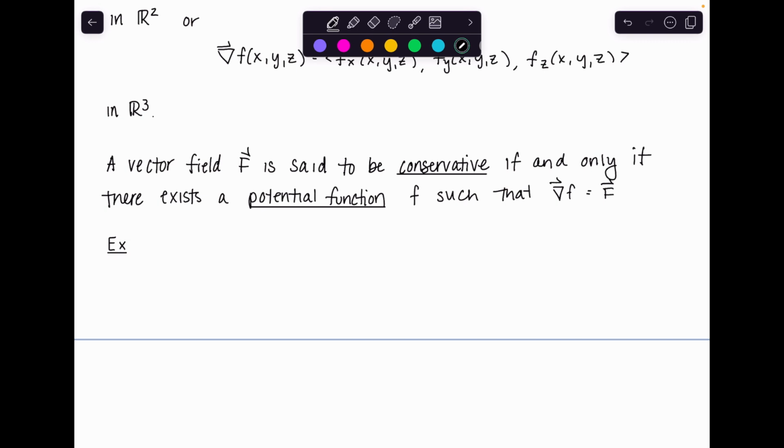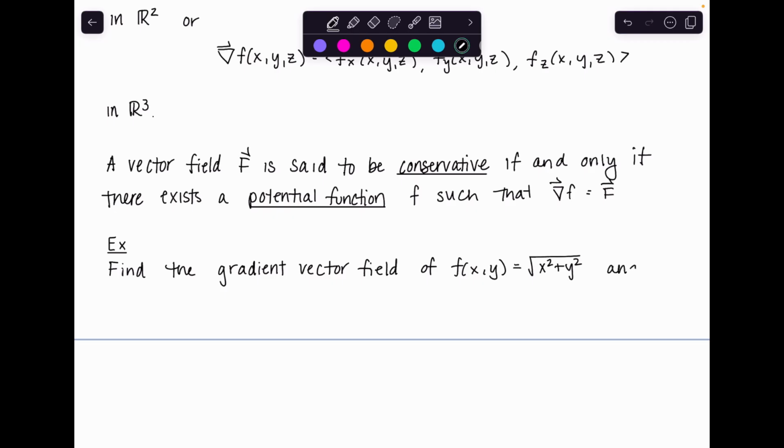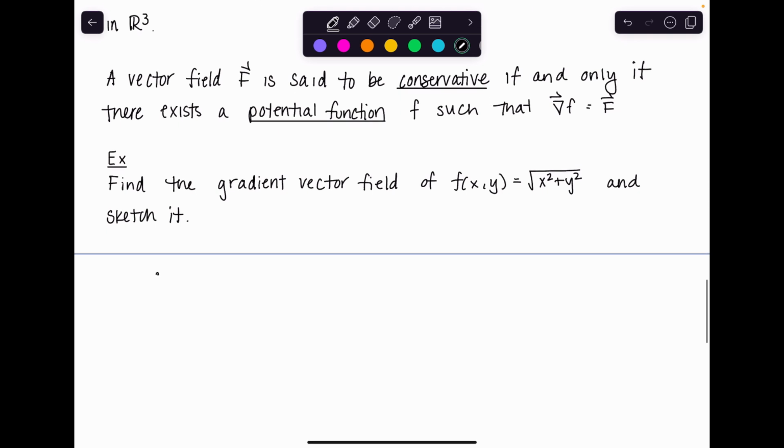So for this example, we're going to find the gradient vector field of the function f of xy, which is the square root of x squared plus y squared, and we're going to sketch it. Okay. So I'm going to start just by rewriting this function. If I've got to take partial derivatives, that's x squared plus y squared to the 1/2.